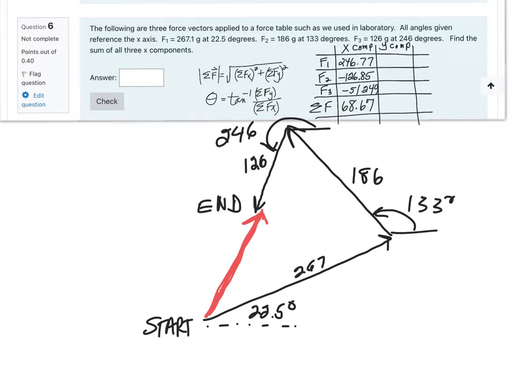And this looks like it's a little bit shorter. Maybe it's too long, but anyway, it's an estimate. And then 126 at 246 degrees, well, that's past 180, toward 270. So this is my guess for 246 degrees. And this vector should be less than half the length of this one, so maybe that's still too long, but I drew it. And then this is my answer. So here's the start, here's the end of the single vector. This red vector is the same as the sum of these three vectors.